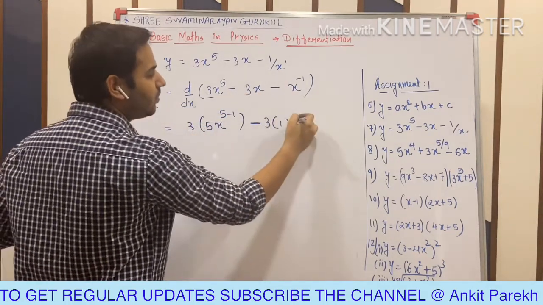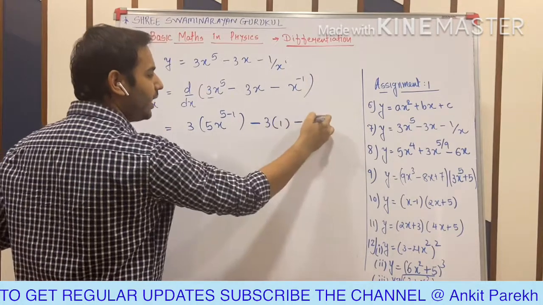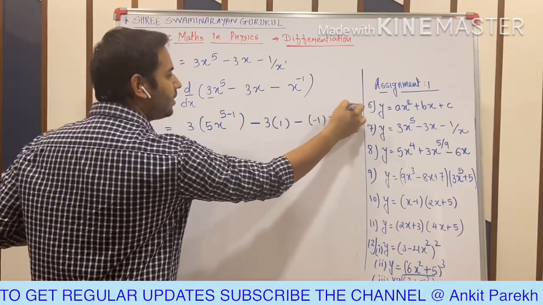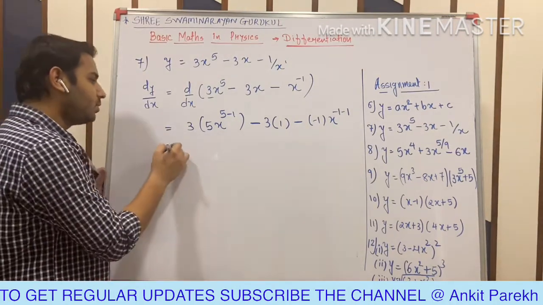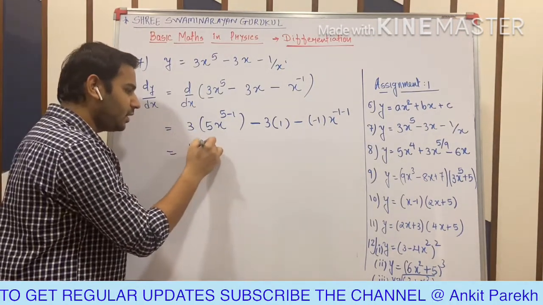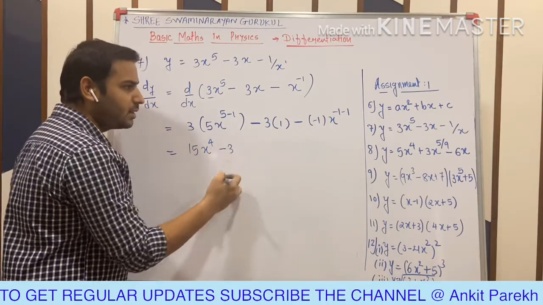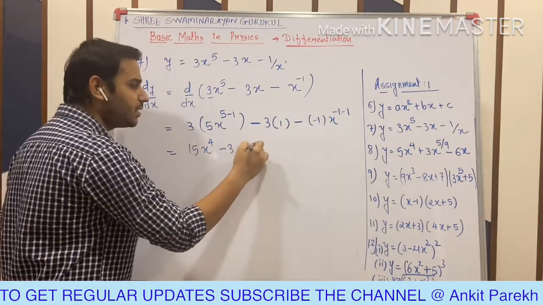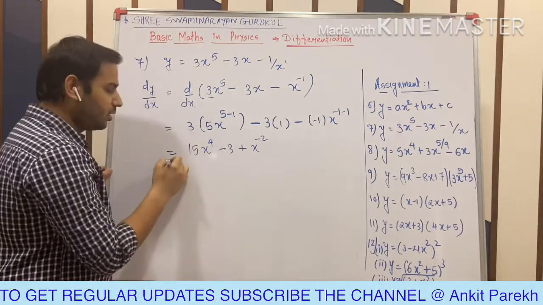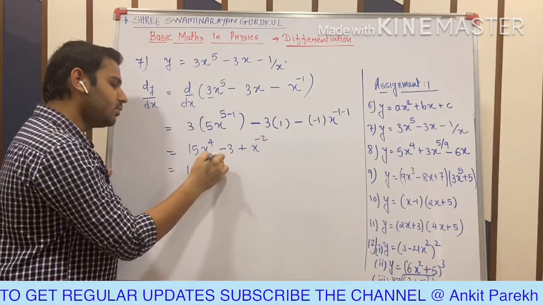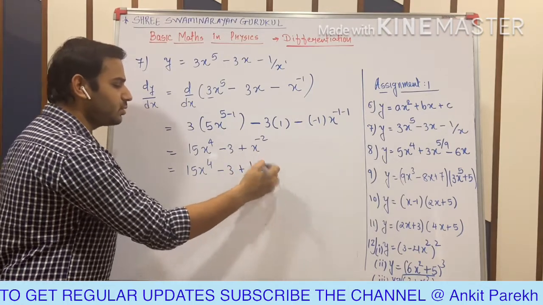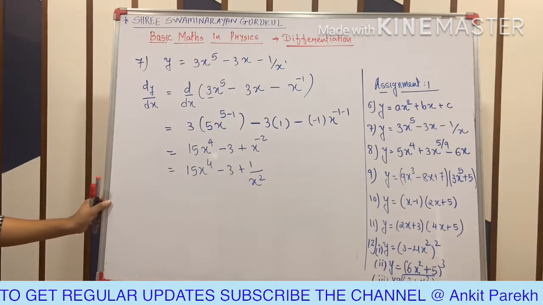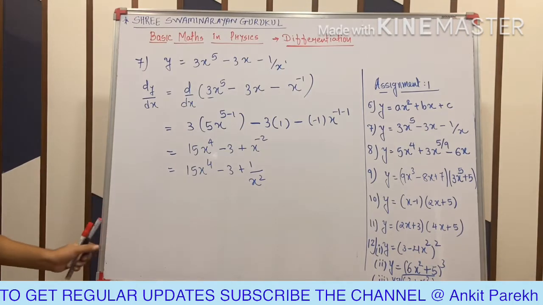1, and minus this minus 1, x raised to minus 1 minus 1, instead of n here minus 1 was there, so your answer is 3 5s are 15, x raised to 4 minus 3, and this minus minus plus, x raised to minus 2, you can write 15x raised to 4 minus 3 plus 1 upon x raised to 2. This is your final answer of dy by dx in 7th question.